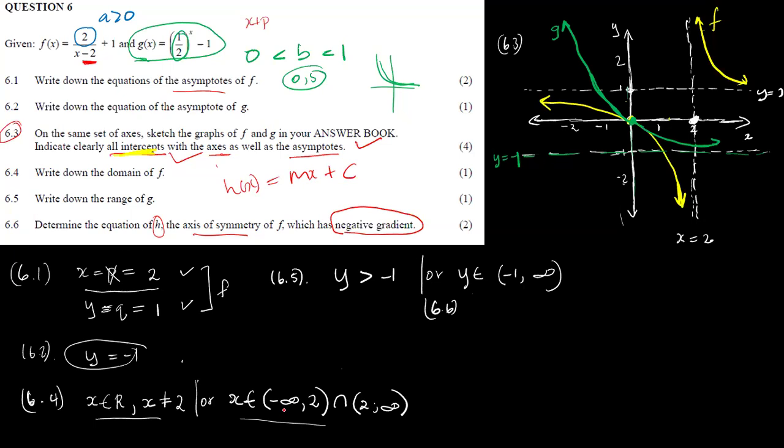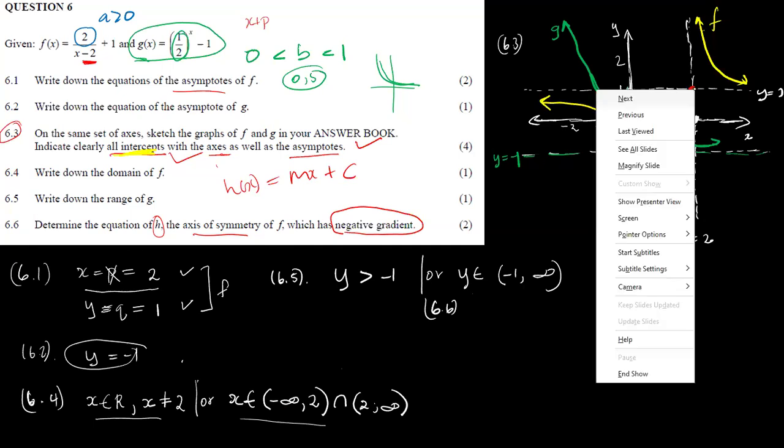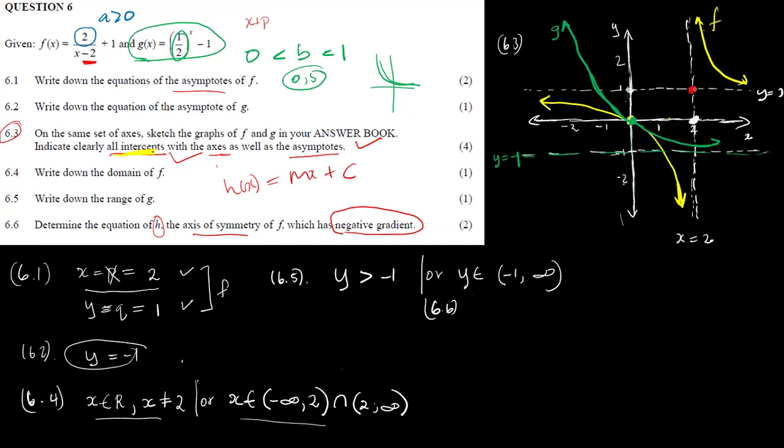So how are you going to determine that equation? I said to you, axis of symmetry will always pass through the origin. But which origin? The origin of your asymptotes, where the asymptotes intersect. So either our axis of symmetry moves like this, or it moves like this. But we were told that we need the one that has a negative gradient, so it's going to move like that.